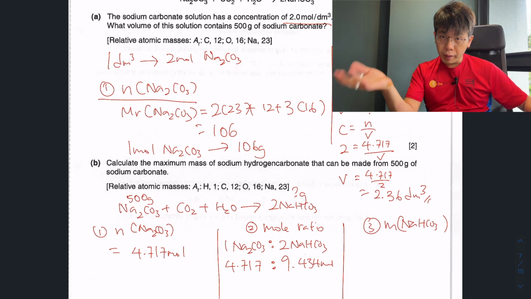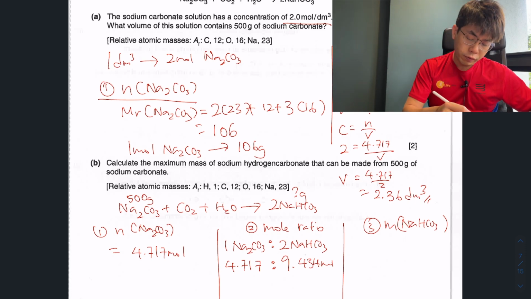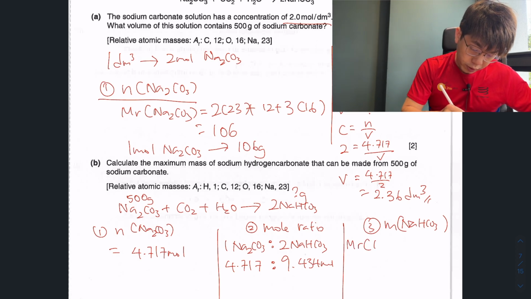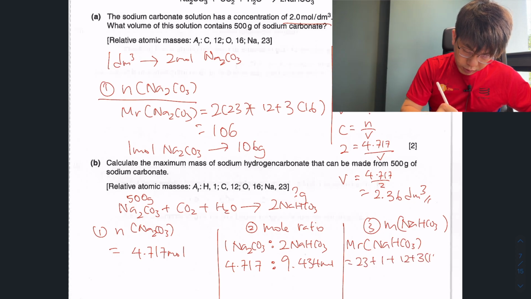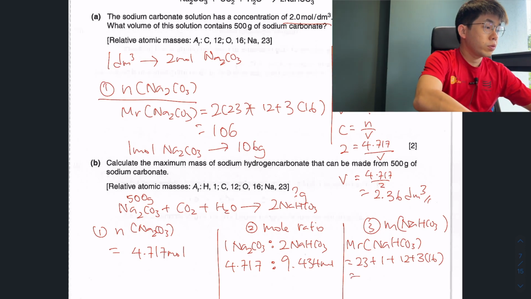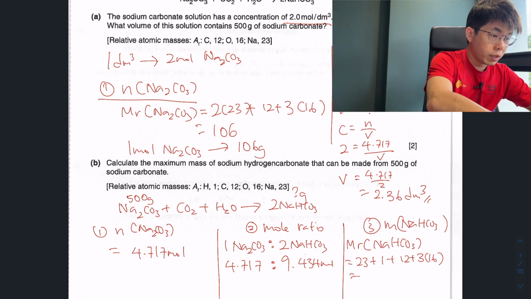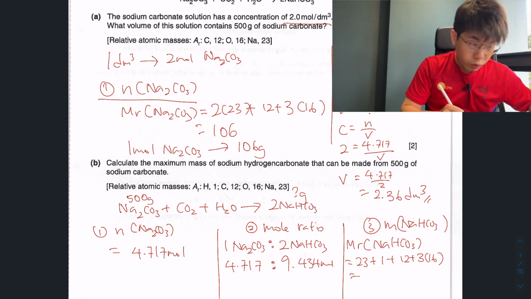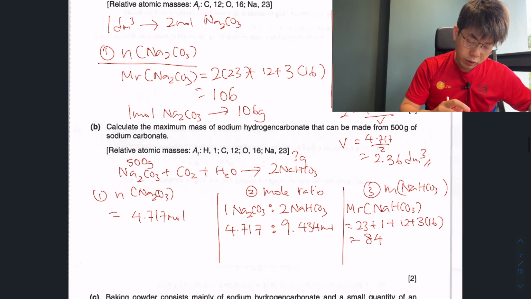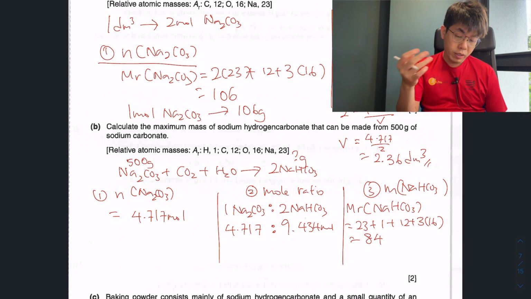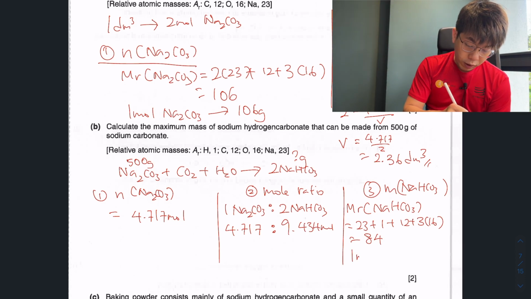In order to find the mass of sodium hydrogen carbonate, I need to first find the molar mass of sodium hydrogen carbonate. So NaHCO3 equals 23 plus 1 plus 12 plus 3 times 16. That equals 23 plus 1 plus 12 plus 48, which equals 84. So if the molar mass of sodium hydrogen carbonate is 84, that means 1 mole is equivalent to 84 grams.